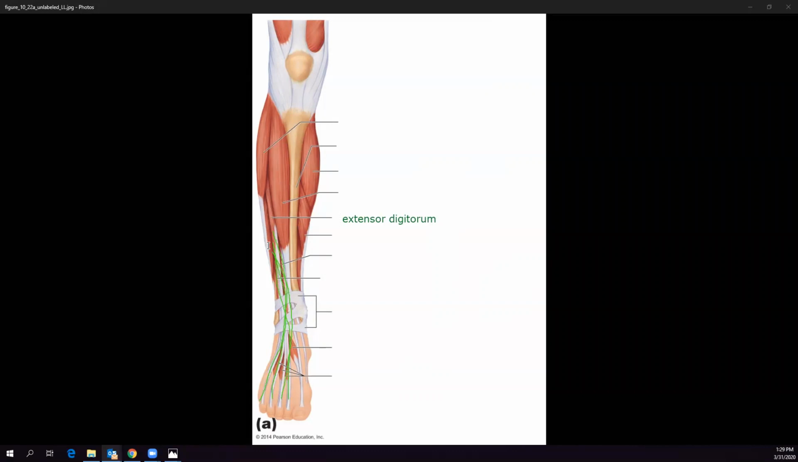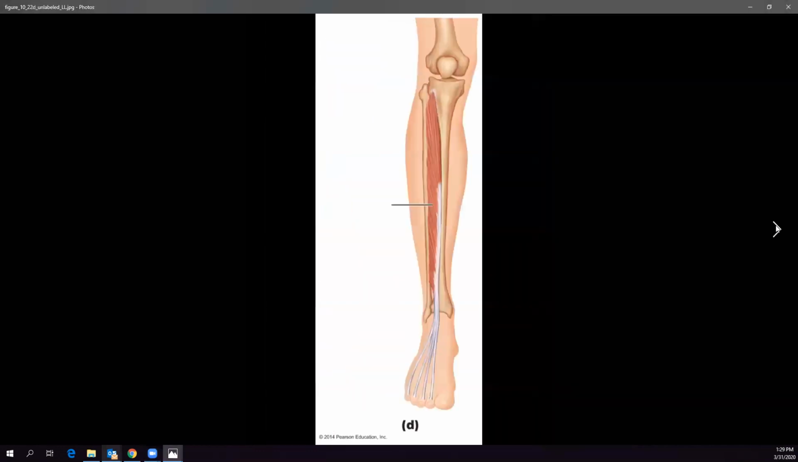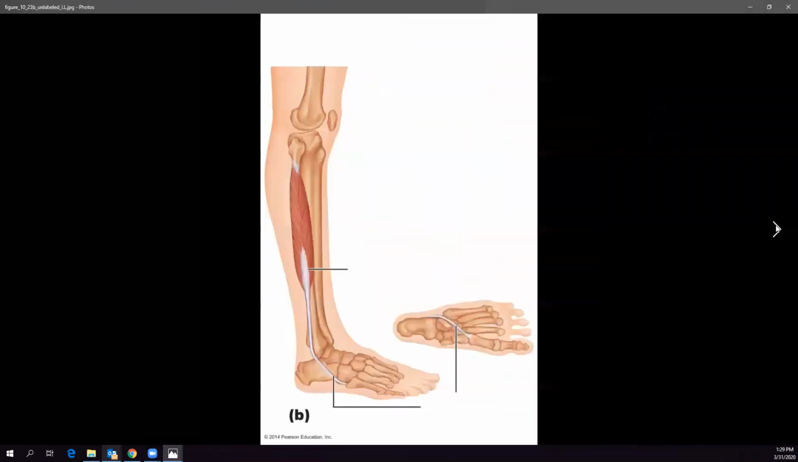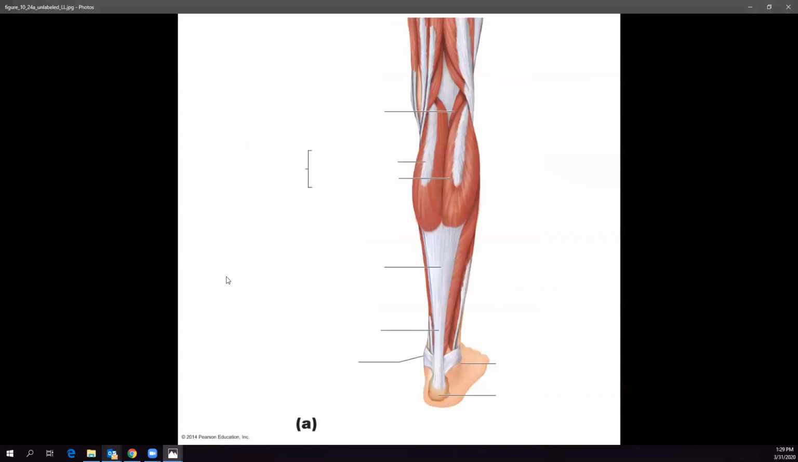All right, so what about the other muscles? What about these guys right here? This one out here and this one under here? Well, they're the ones that we see on the back side. These are our calf muscles. So we're going to go to the calf to see that. Yes, that's what we want.